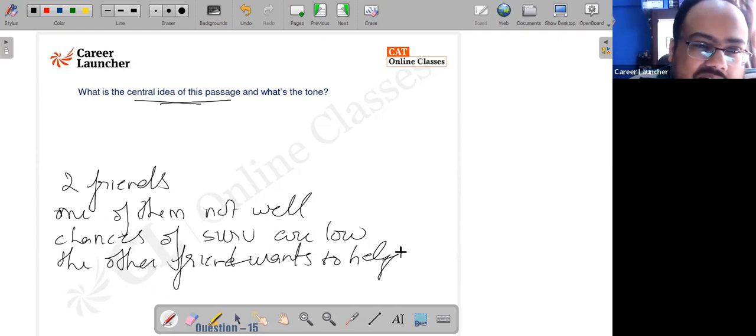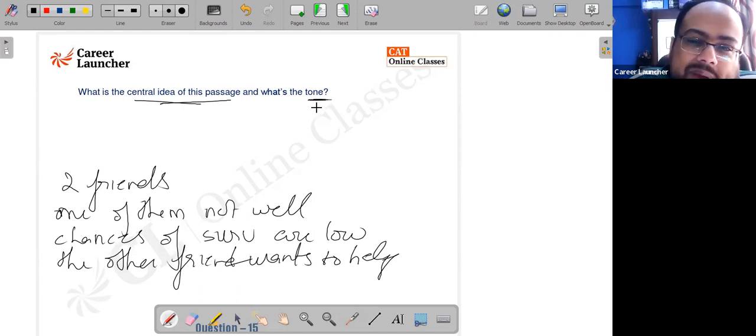Whenever you have a question on central idea, as far as possible, try to encompass all the major features of the passage, right? We'll discuss this separately also when we do types of questions. But for now, I'm looking for an answer option that covers all the major features of the passage. So the major features of the passage are: there are two good friends. One of them is not well. Chances are that she will not live for a long time, and the other friend wants to help. So that is what the central idea of the passage is.